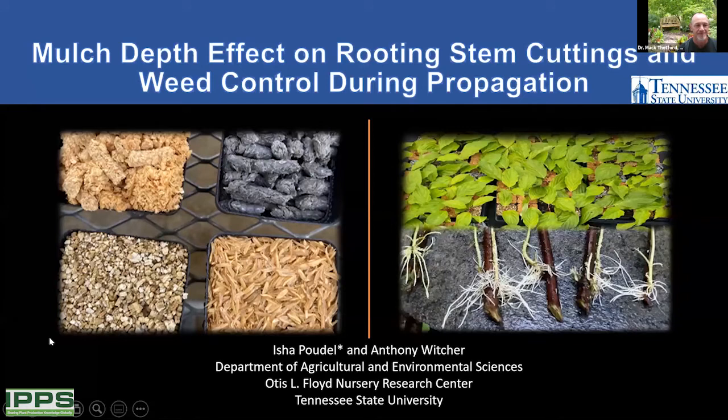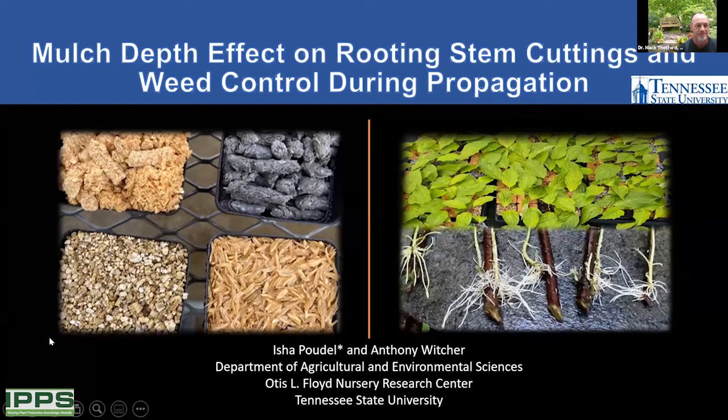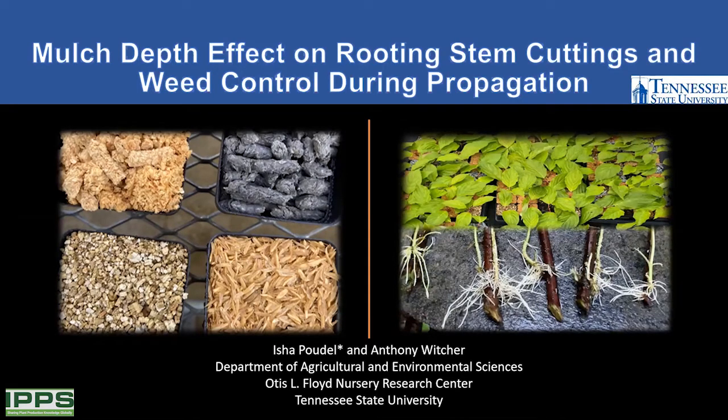So our first speaker today is Isha Powdall. She is a master's student from Tennessee State University in McMinnville, Tennessee. She completed her undergraduate degree from Tribhuvan University in Nepal. Currently, she's working with Dr. Anthony Witcher at the Otis Boyd Nursery Research Center, and her work focuses on weed management in the propagation environment. Her goal is to become a leading scientist in an academic research laboratory or in industry. The title of her paper was Mulch Depth Effect on Rooting Stem Cuttings and Weed Control During Propagation, and the authors on that paper are Isha Powdall and Anthony Witcher.